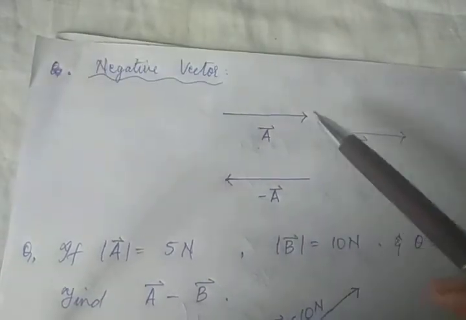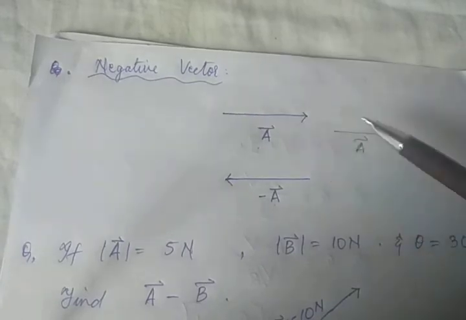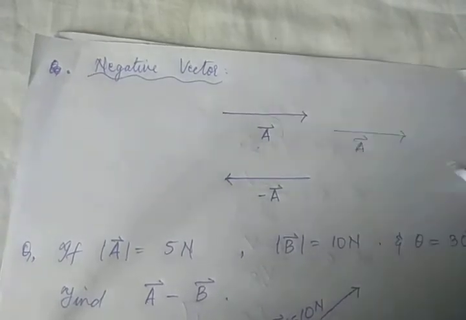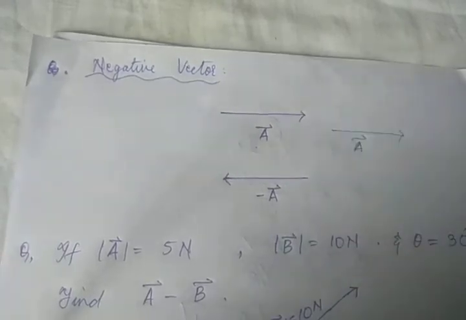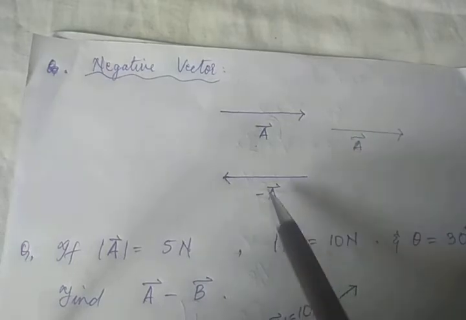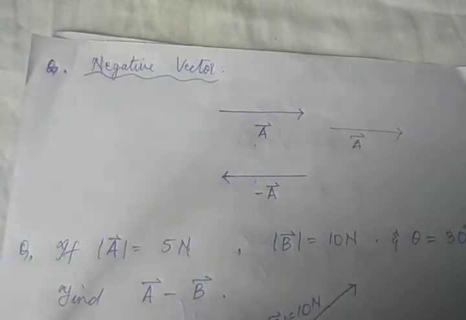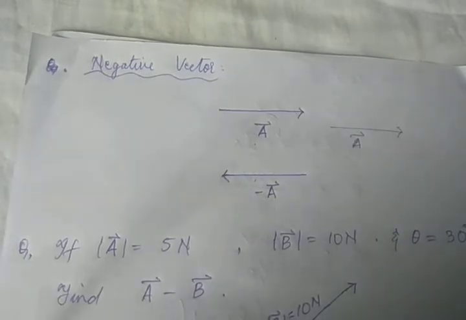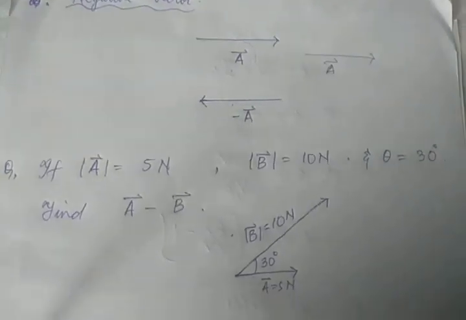So a vector equal in magnitude but opposite in direction to a given vector is called the negative vector of that particular given vector. So minus A is the negative vector of vector A. Negative vector means simply you keep the magnitude fixed, you only change the direction. Hope you've understood. So we proceed to the next question.